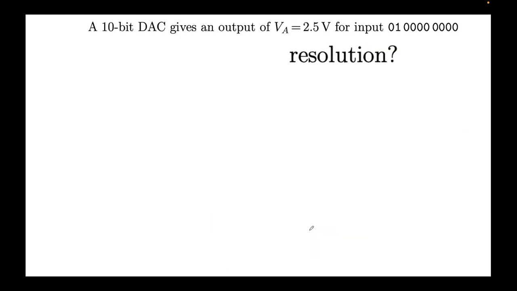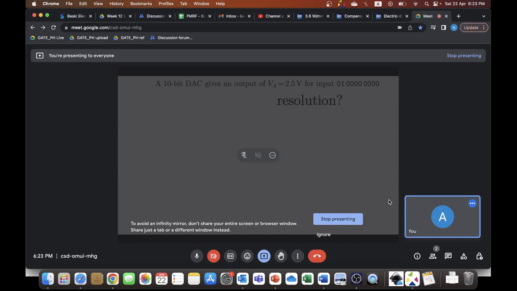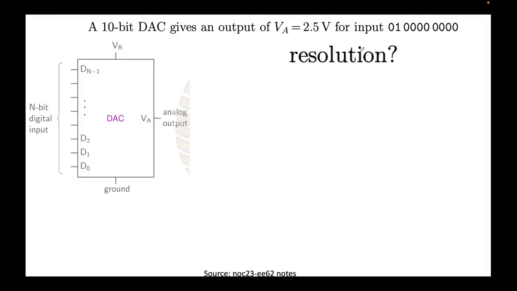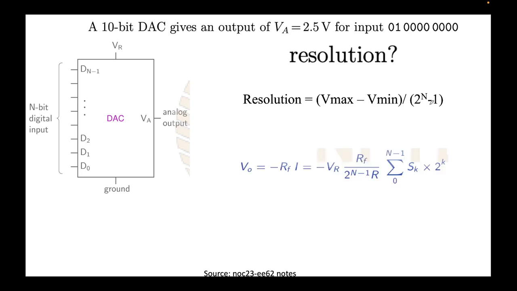Okay. Now, coming back to the problem. We were given that this 10-bit DAC has an output of VA equal to 2.5 volts for this input. We know the resolution expression is (Vmax minus Vmin) over (2 raised to the power n minus 1). In order to determine the resolution, we first need to find out what is Vmax and also what is Vmin. N we know is 10, but we don't know Vmax and we don't know Vmin. So how do we obtain that?